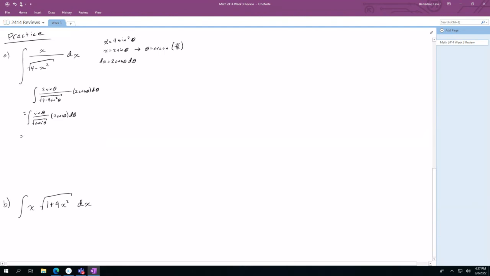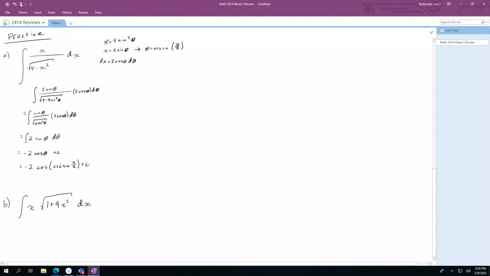Now here we have sine theta divided by the square root of cosine squared theta, which is simply cosine theta, and that'll cancel with the cosine theta there. So we're left with the integral of 2 sine theta d theta. The integral of 2 sine theta is naturally negative 2 cosine theta plus c. And this would be equivalent to negative 2 times the cosine of the arc sine of x over 2.